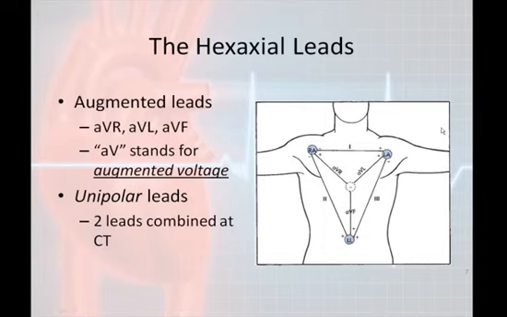Now these are considered unipolar leads because there's only one physical pole, or one physical electrode, on the body, and that's the positive electrode. The negative electrode is not a real electrode, it is actually the heart. That's what they consider the negative electrode.